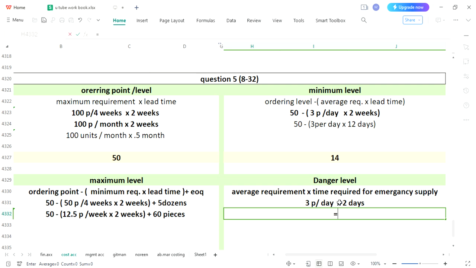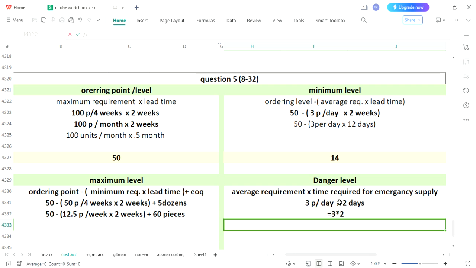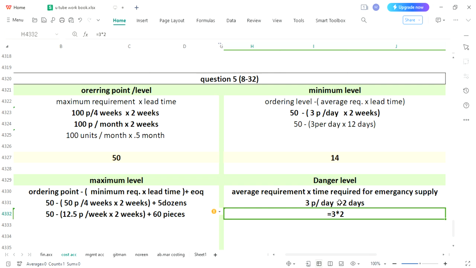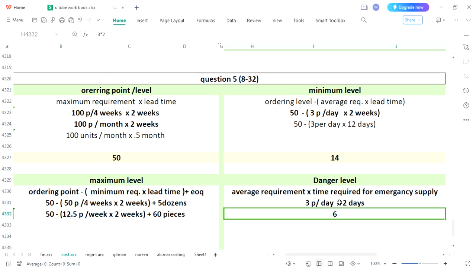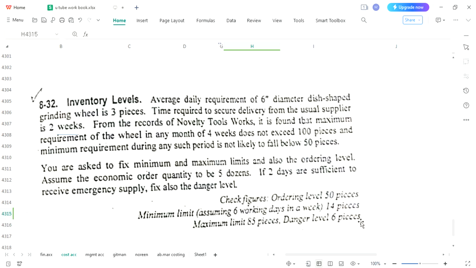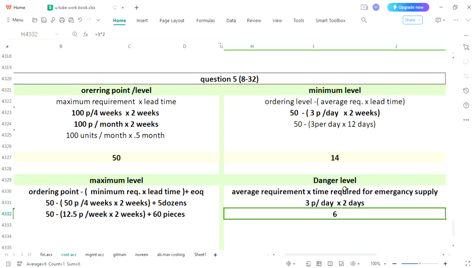And how? 3, the average daily requirement, would be multiplied with 2, which is time. It should be calculated 3 multiplied by 2. So we have got 6 as our answer. Let's check it out. 6 pieces danger level. So you don't need to change it because it has already been synchronized. Requirement is also per day and time is also given in terms of days. They are already matched, so we have got the answer.